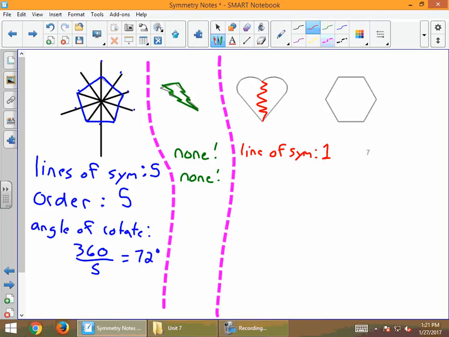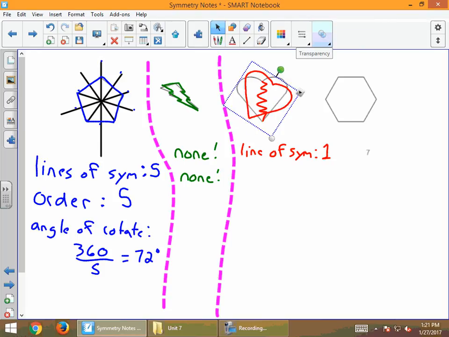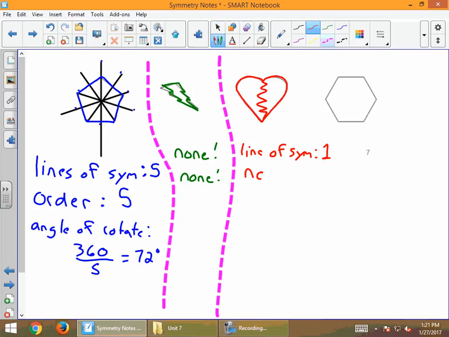All right, we'll find out. I'll draw on my heart. That's pretty good there, can I? Just a fantastic artist, Drew. Rotate, rotate, rotate. Oh, heart is not going to map onto itself. So I got a none here.